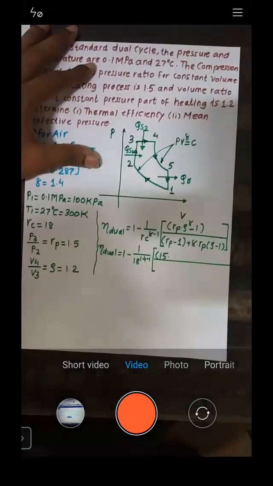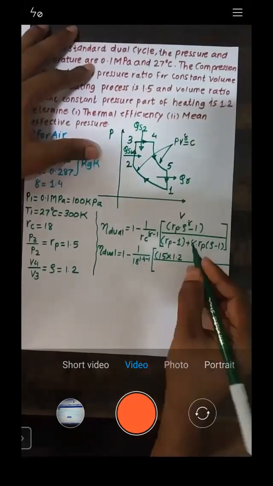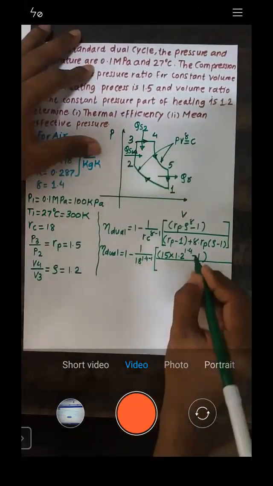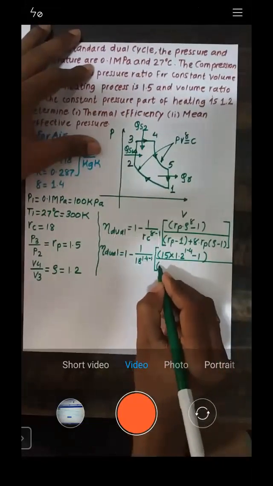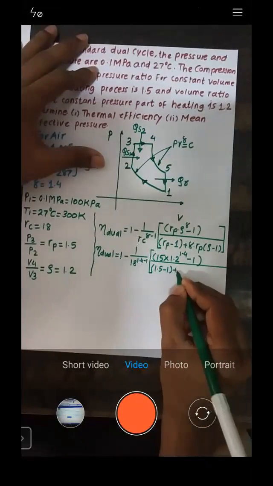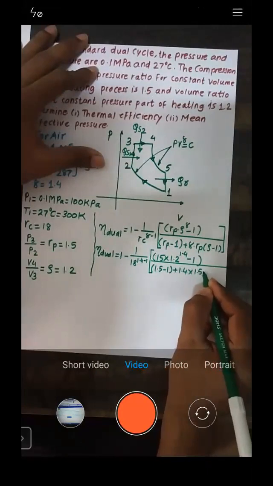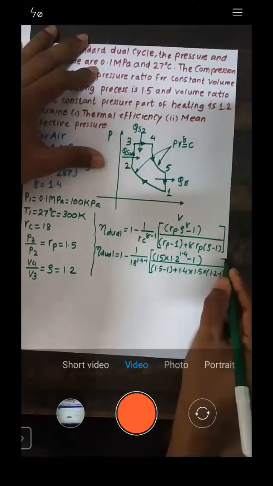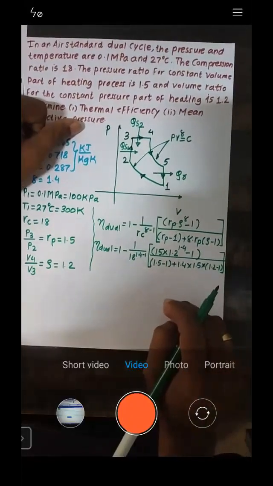Okay, rho is 1.2. I will just write that down, 1.2. Gamma is 1.4 minus 1. In the denominator, I should write down RP. RP is 1.5 minus 1 plus gamma, which is 1.4, into RP, again 1.5, into rho, now 1.2 minus 1. You can see how it is written, 1.2 minus 1.